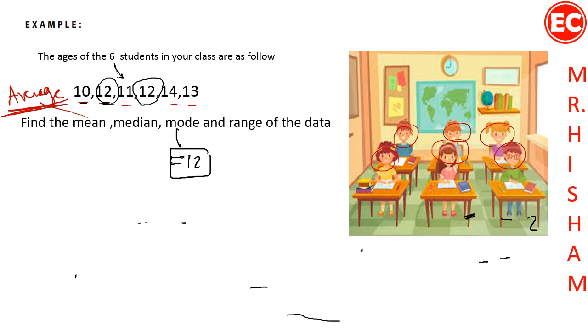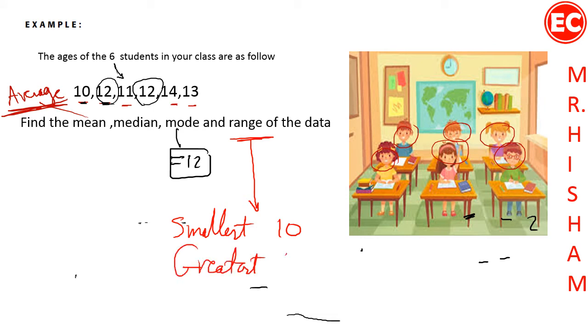Now, if I wanted to find the range of these values, I decide what is the smallest value. The smallest value is 10. What is the greatest value? The greatest value is 14. So the range of the ages of these 6 students is 14 minus 10, which is equal to 4.